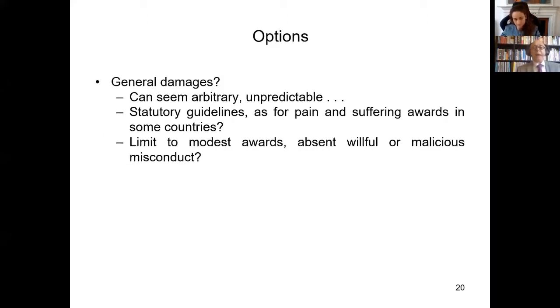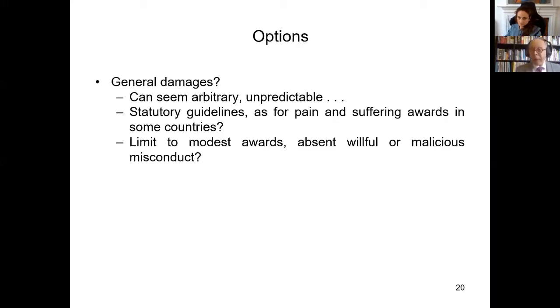At the end of the day, I argue that in your run-of-the-mill IP case that does not involve willful or malicious misconduct, these sorts of general damages for non-economic harm, to the extent they are cognizable, should be limited to modest awards. And that's not a very precise rule, but largely speaking, it's what we have seen in most countries where damages have been awarded for violations of moral rights, for example.